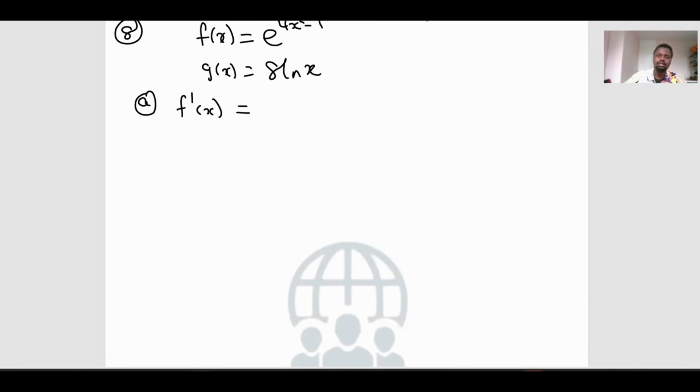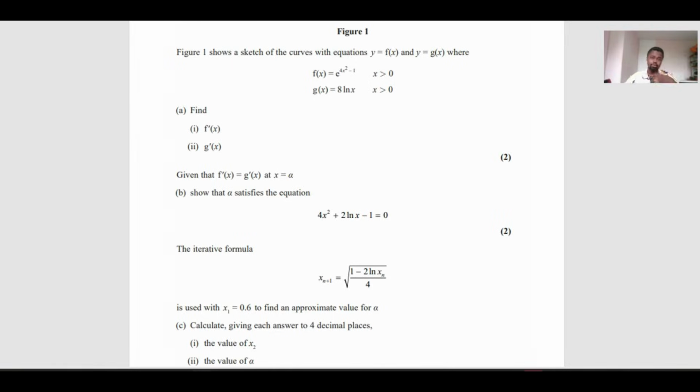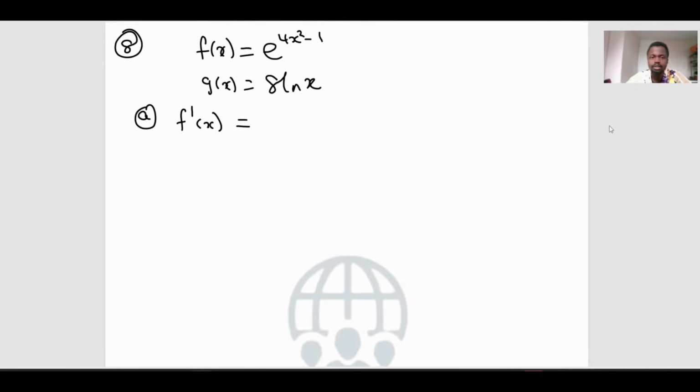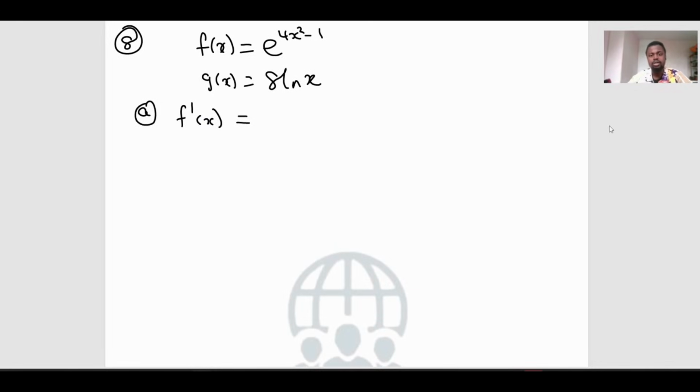If you want to do that derivative, because it's just 1 mark, you don't need to stress yourself saying you want to do substitution. This is how you do it. Differentiate the power. If you differentiate 4x squared minus 1, you get 8x. Differentiate the power, then repeat the function itself. So you have 8x, then e raised to the power of 4x squared minus 1. That's for A1. And then for A2, your g prime of x: if you differentiate ln x you get 1 over x, so that will be 8 over x.